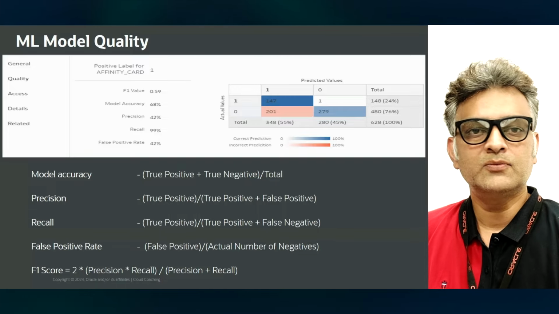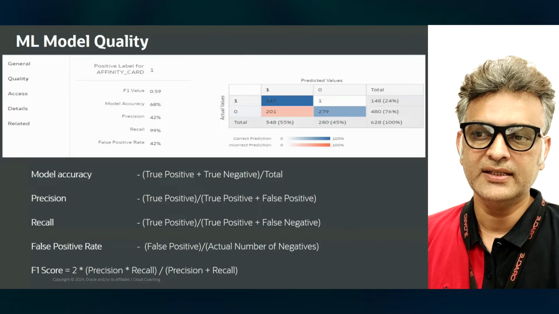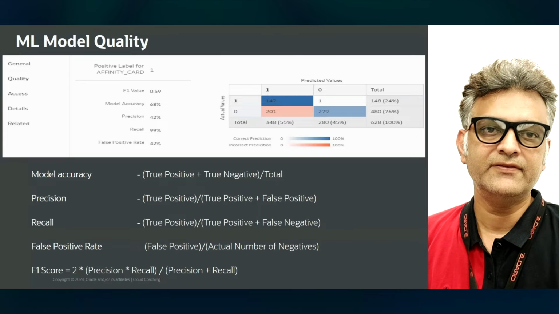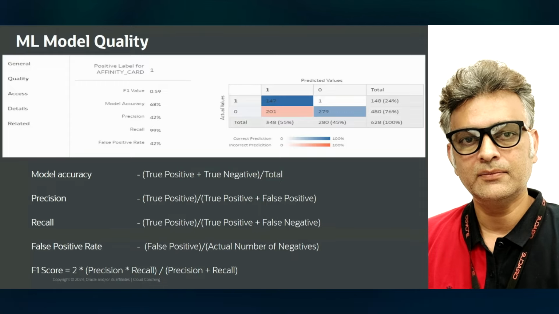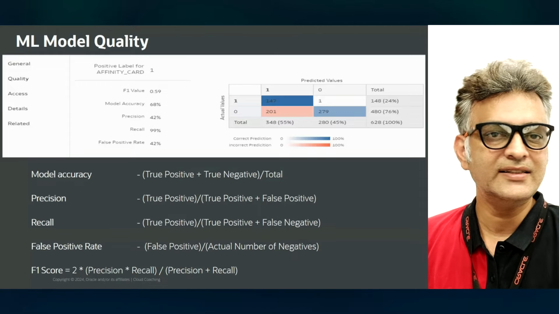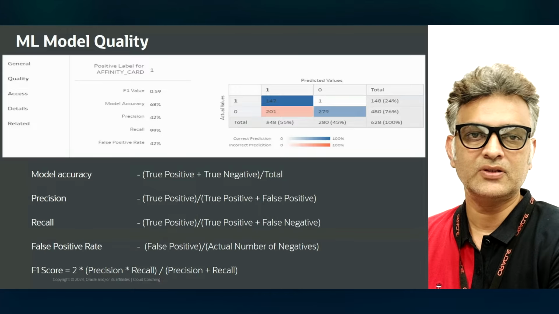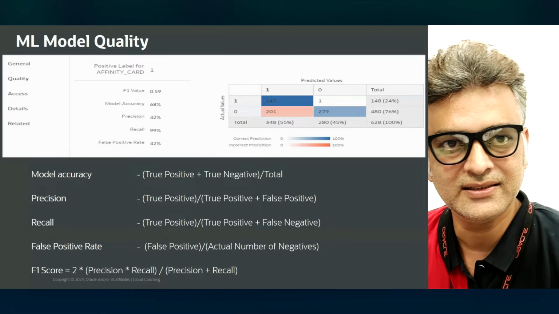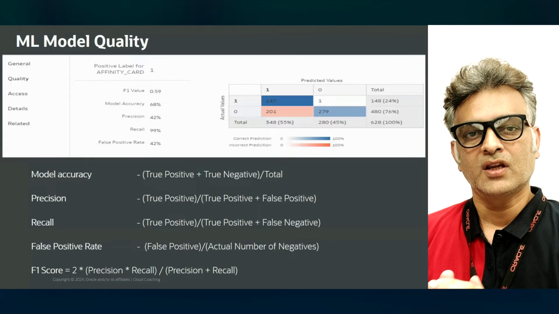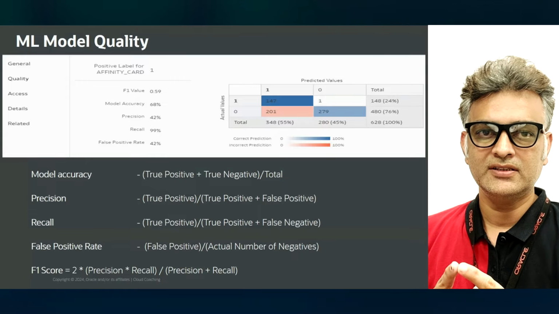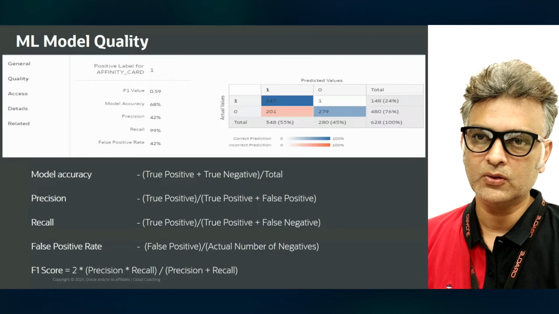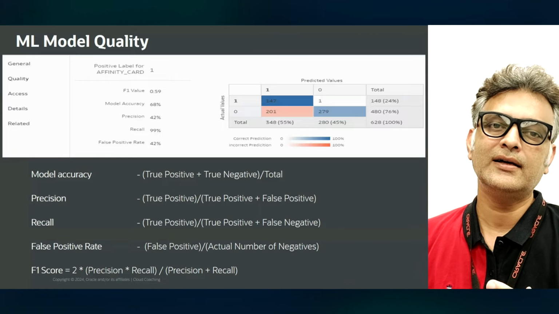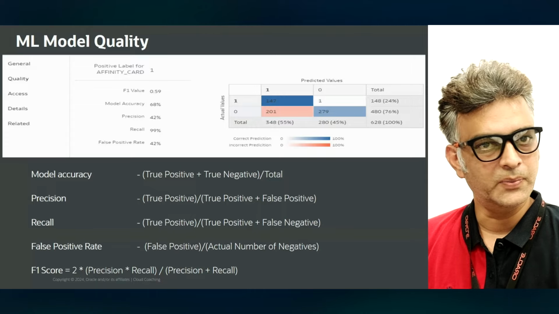So now, what is model accuracy? Model accuracy means true positive plus true negative divided by total observations. In our case, it would be 147 plus 279 divided by 628, which comes to roughly 68%, as can be seen in the screenshot. In earlier times, model accuracy was the only quality parameter that was looked at to determine how good an ML model is that is built, right?